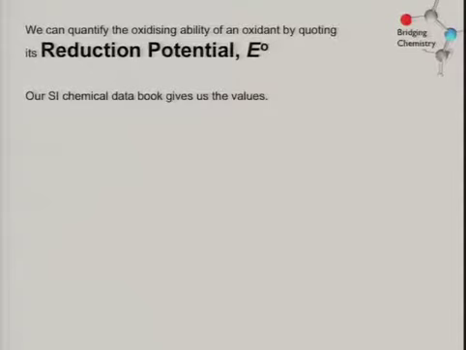We can quantify the oxidizing ability of an oxidant by quoting something called the reduction potential. And the reduction potential is given the symbol E, and if it's something called the standard reduction potential, and we'll come to what that means in a bit, then it's E with a wee circle on it. So that's like delta H standard, with the wee circle. The standard kind of refers to the same things as it did for delta H, but kind of not, to be fair.